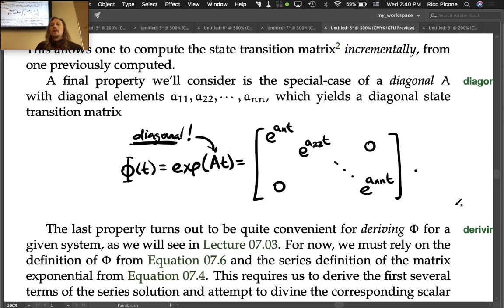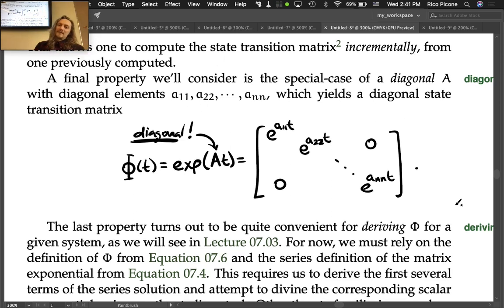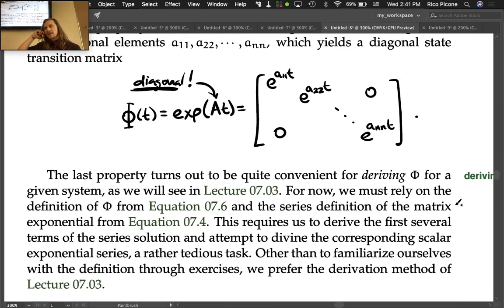Effectively, what we're going to do is we're going to change bases in our state equation so that the A matrix is diagonal, which you can do. And then we're going to compute phi, and then we're going to transform that into our original basis. That's approximately what we're going to do. You're going to need to know the eigenvalues and eigenvectors along the way. That's what the next lecture is about.